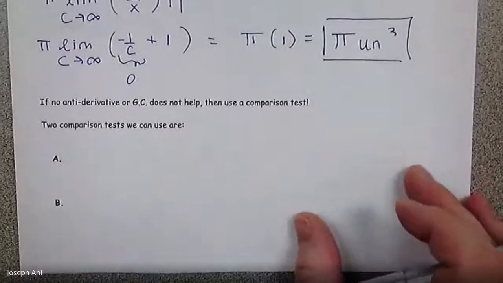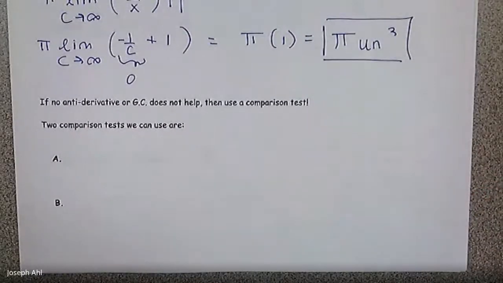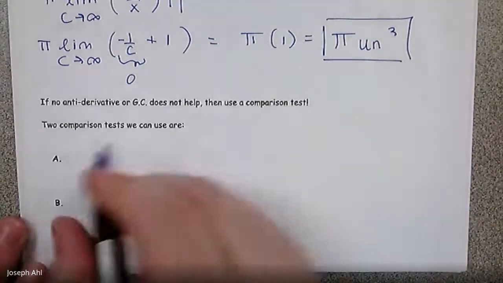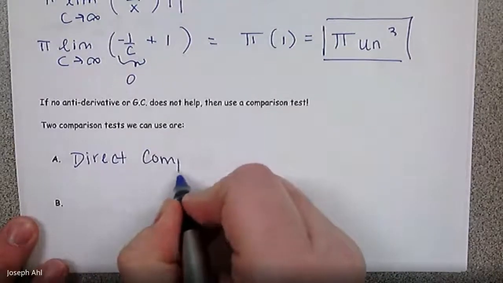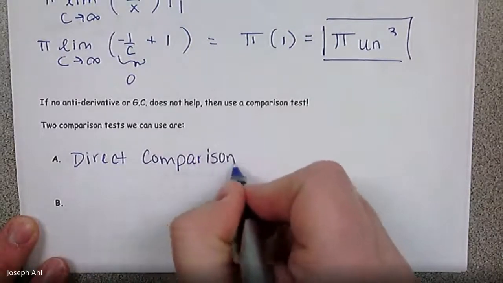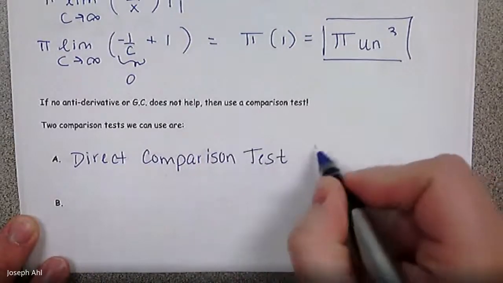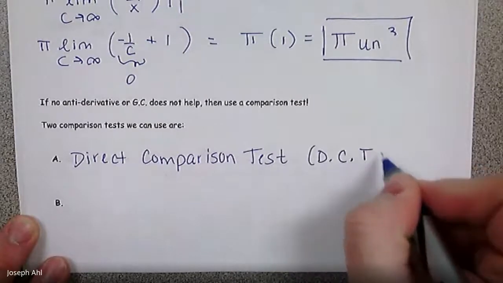All right, so if there is no antiderivative or the graphing calculator does not help us, then we can use a comparison test. And this is something that we will develop a lot more in chapter 9. The two comparison tests that we've looked at so far are the direct comparison test, which your textbook will call the domination test.